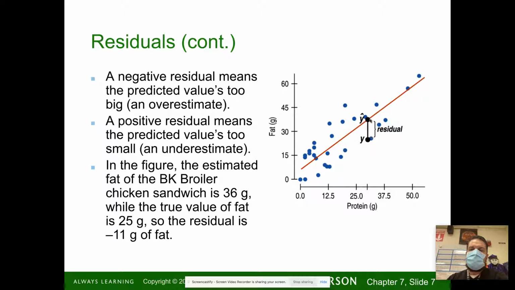So this right here, y hat, being on the line, and y, the residual, is a distance, okay? A negative residual means that the predicted value is too big, or it's an overestimate. A positive residual means that the value is too small, or an underestimate. In the figure, the estimated fat of the BK broiler chicken sandwich is 36 grams, while the true value of fat was 25 grams. So the residual value is negative 11 grams of fat, okay?